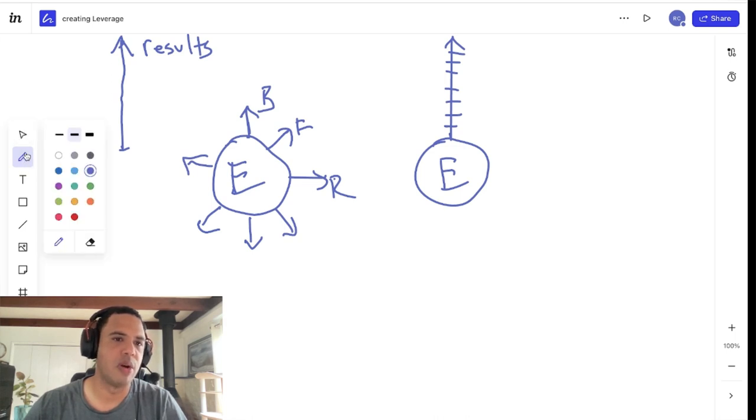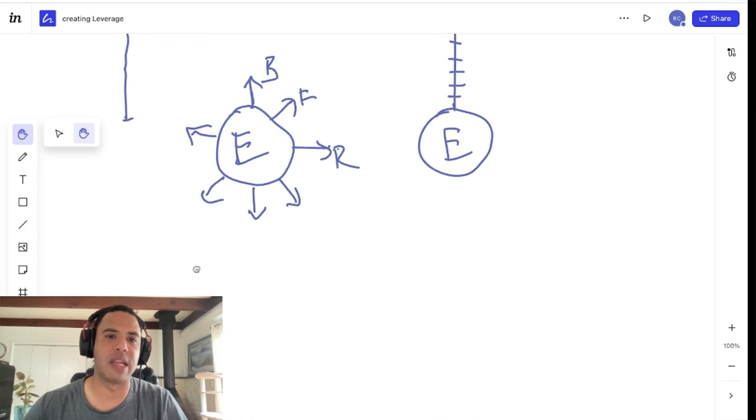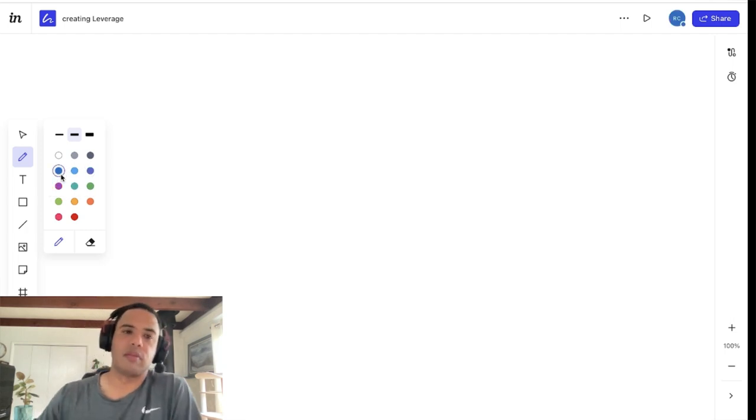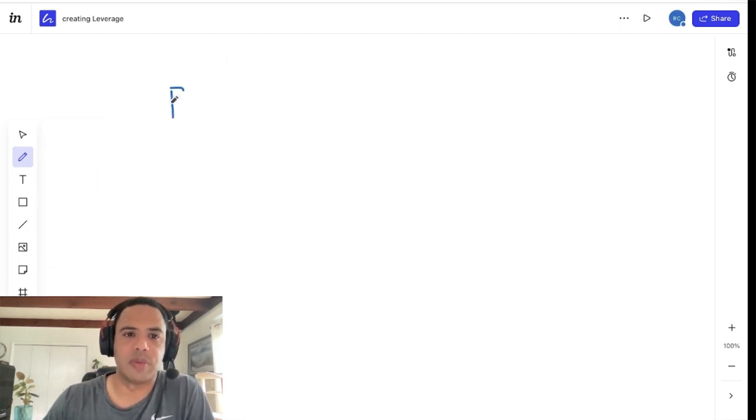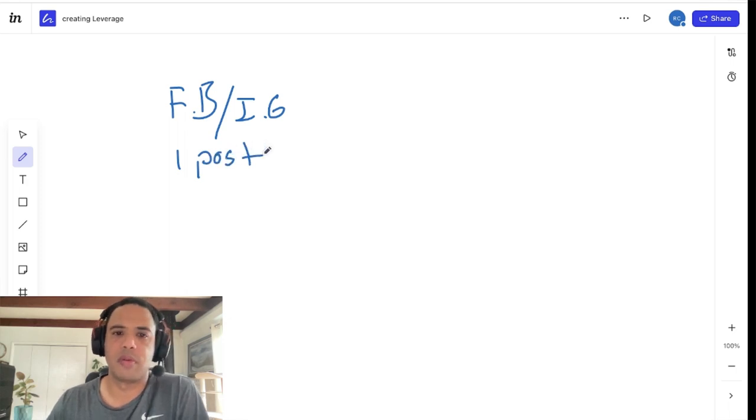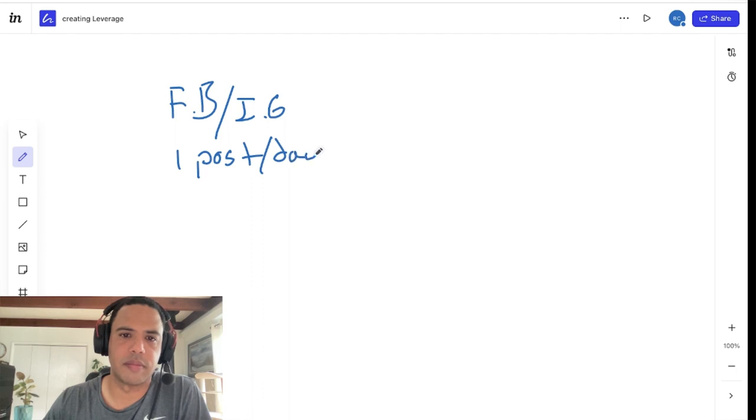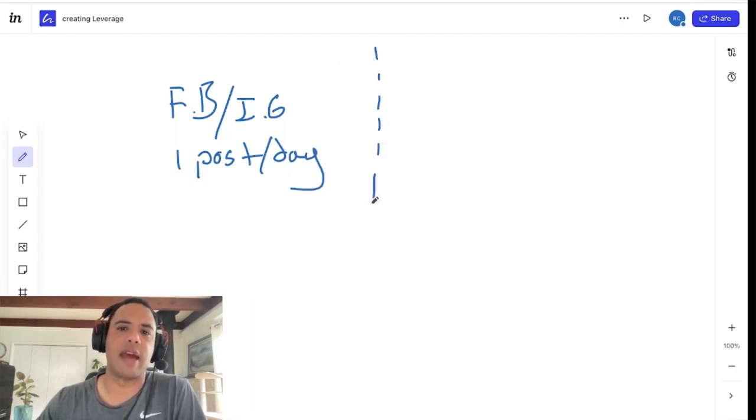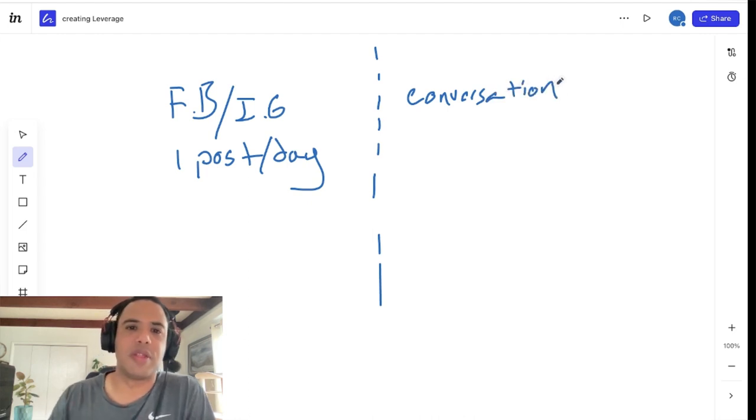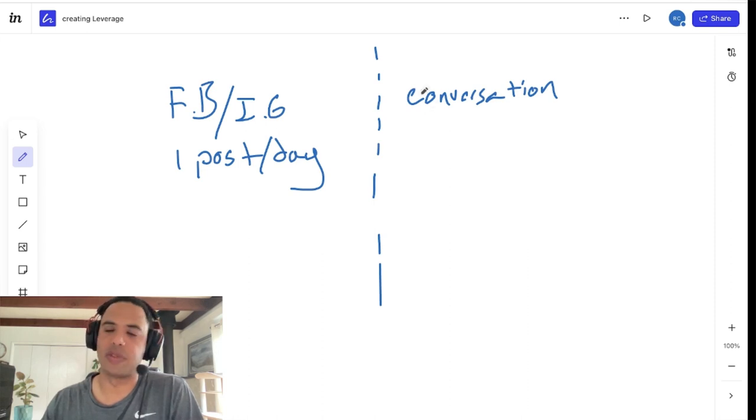This is an example of what leverage is not, because I'm going to share with you what I used to do when I first got started that was not leveraged at all. So I was posting on Facebook, and this can be Facebook or Instagram, they're really similar. I would make one post per day. And then after that, if people commented, I would get into a conversation with whoever commented on that post for the day, right?